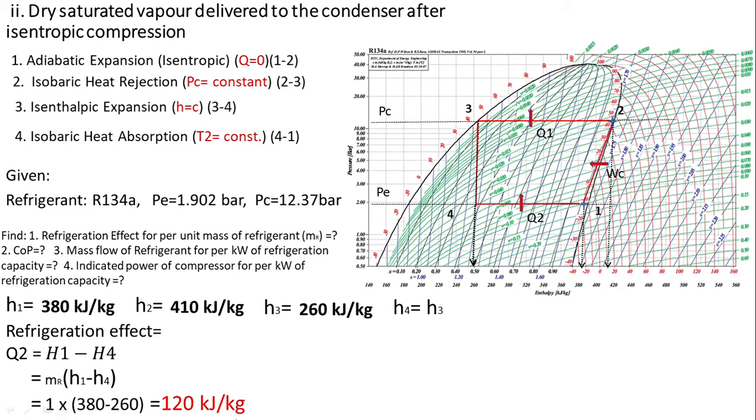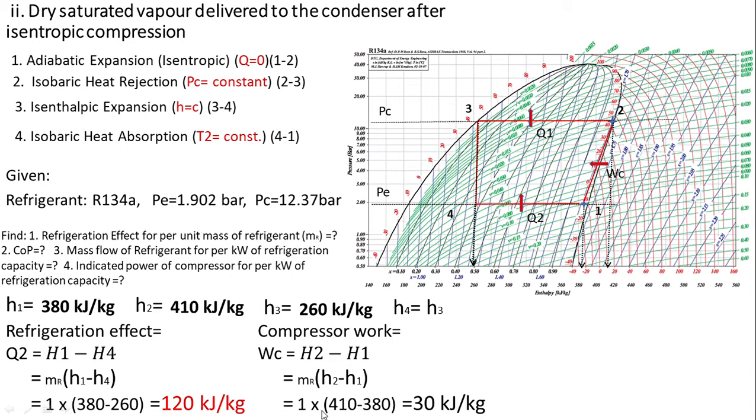Okay. Then next, compressor work. Compressor work, that is WC, you can find out by H2 minus H1. So WC is equal to mass of refrigerant multiplied by H2 minus H1. What are the values? 1 into 410 minus 380. So it comes to 30 kilojoules per kg. So this is the compressor work.